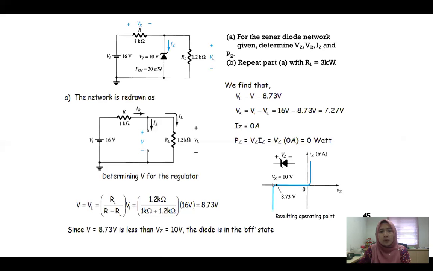If the question asks you to draw the VI characteristics, since V is 8.73, you know that at this point the voltage is 8.73, before it operates in the breakdown region.